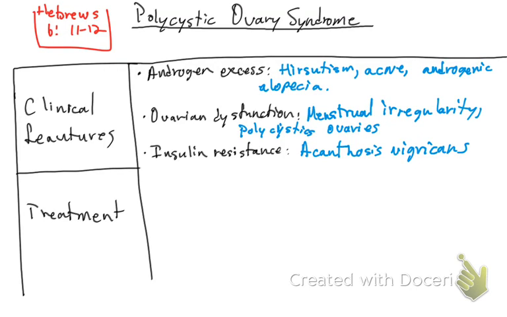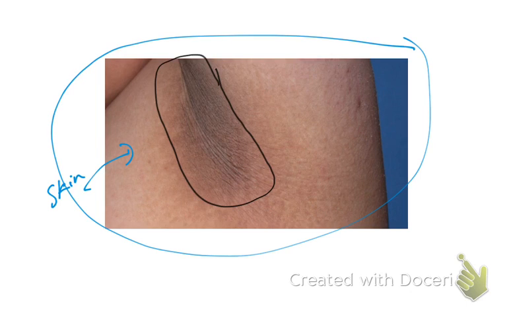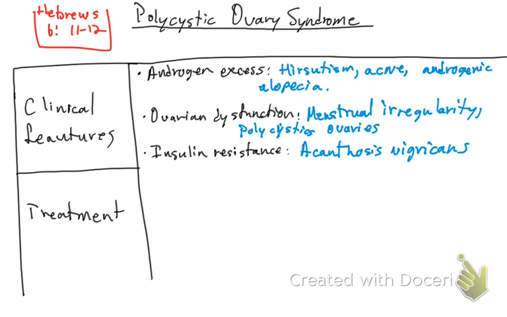So I will show you a picture of acanthosis nigricans. This is the picture of acanthosis nigricans. Basically, it is a skin condition characterized by dark, as you can see here in this dark area, and velvety patches in the body folds and creases. So this is acanthosis nigricans, and that's present when the patient has insulin resistance.